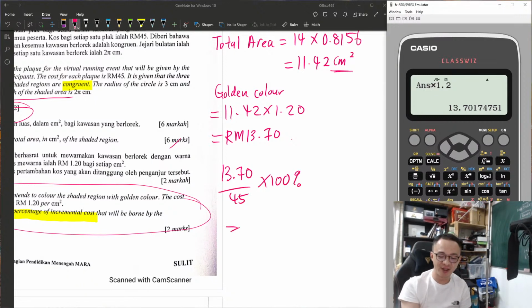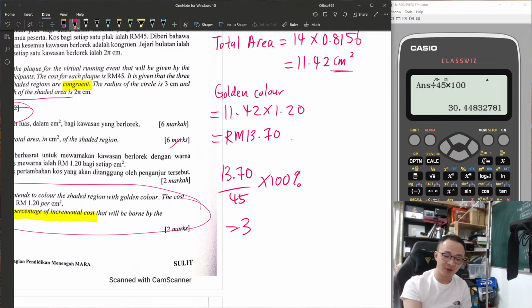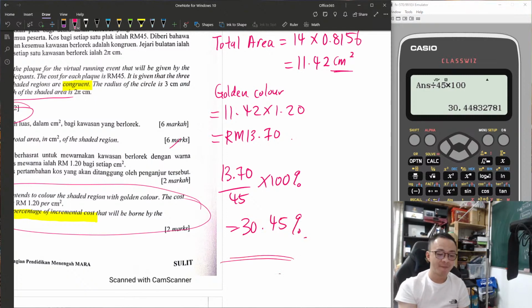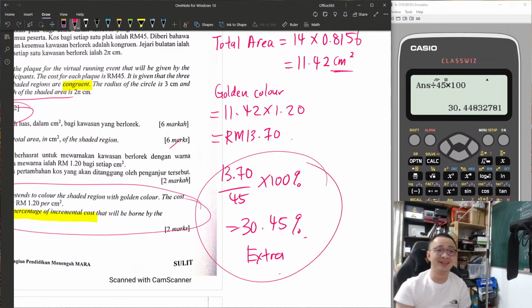This is how we get a percentage, right? Divide by 45 times 100. So basically the organizer needs to pay about 30.45% extra. So if the organizer wants to paint it gold color, it needs to pay extra 30% in order to make the logo look nicer. Okay, so yeah, this is what happened in paper 1. And from 2, my math knowledge is capable of solving any questions.